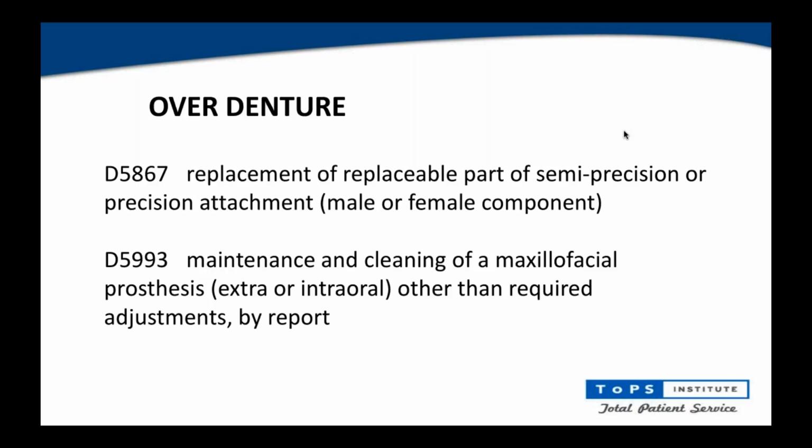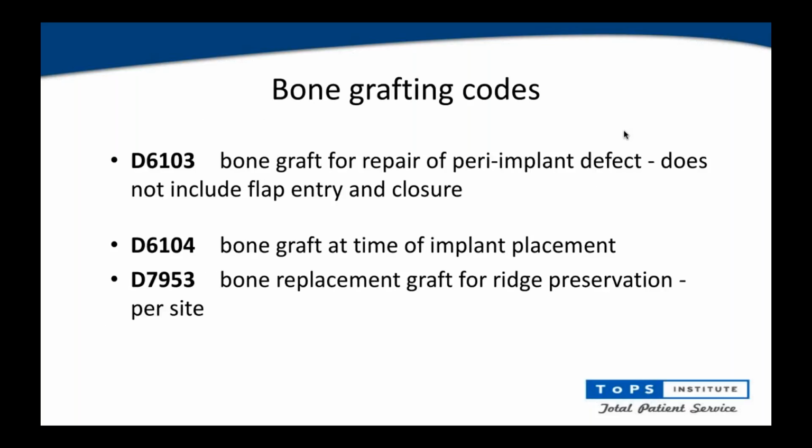So it's really nice to make sure that we utilize and have those codes handy. Also, you've got the maintenance and cleaning of your prosthetics. 5993 is a phenomenal code for your patients that have your overdenture, that you know, they've come in for their cleaning, whether it's a perio maintenance or a healthy mouth cleaning, and we're taking care of their oral tissues. Well, now we have to make sure that we clean and maintain their fixed or overdenture prosthesis. So those are a couple codes in the overdenture area.